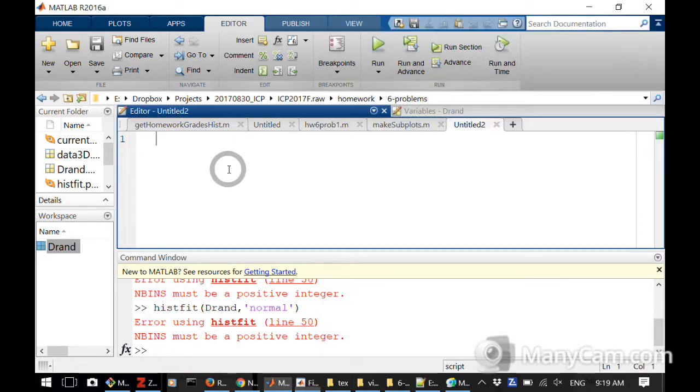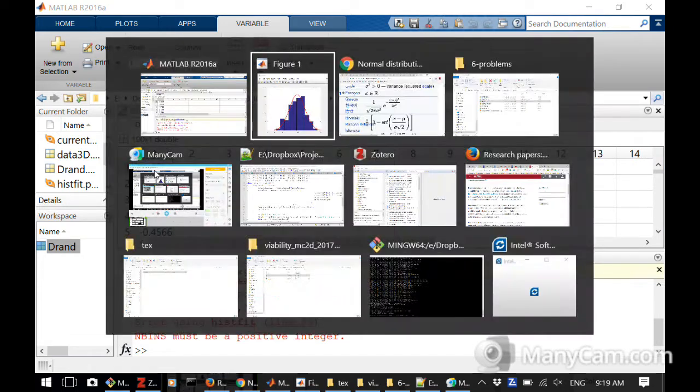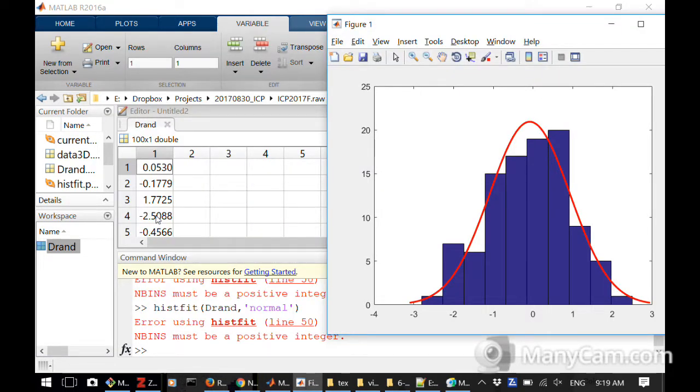So if you look at the variable drand, you see there are 100 numbers here. Now, if I put all of these 100 numbers, you see each one has a different value, but most of them are around 0. So if I plot them on this axis and see how many of them fall between 0 and 1, that number is 20. So 20 of these numbers fall in the bin that goes from 0 to half, and 23 of them fall between half and 1, and so on.